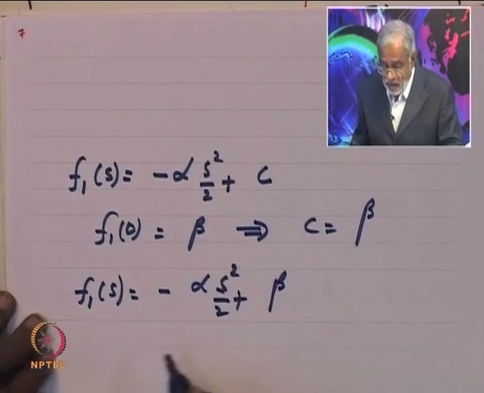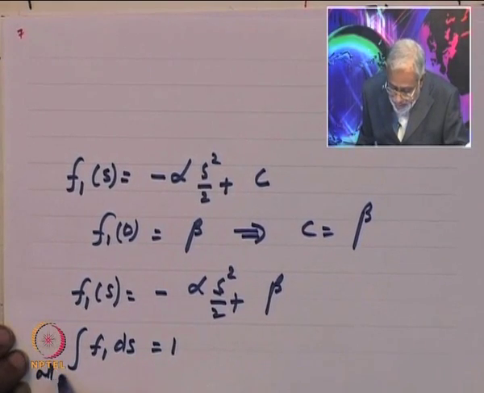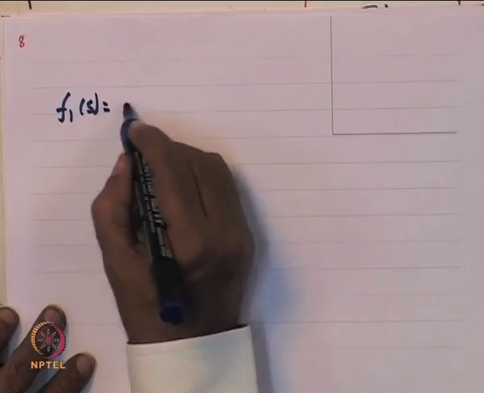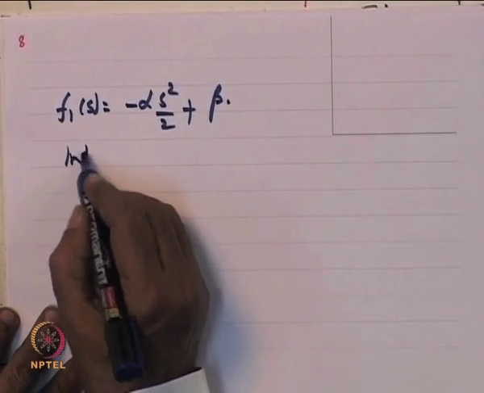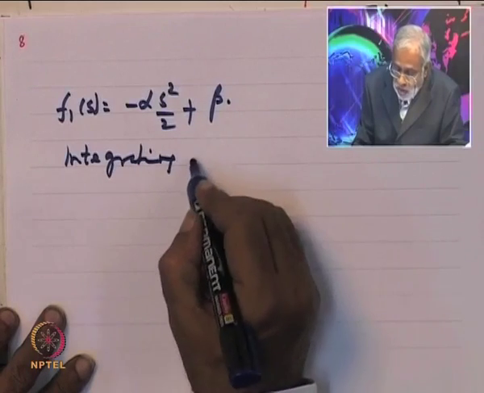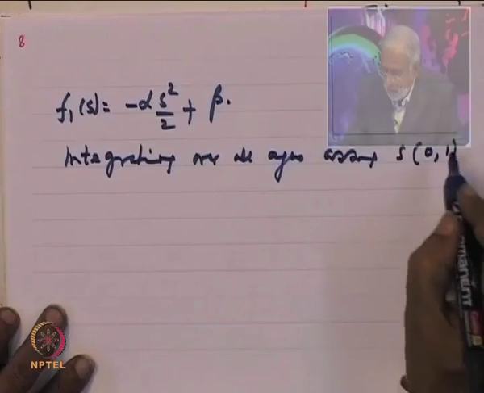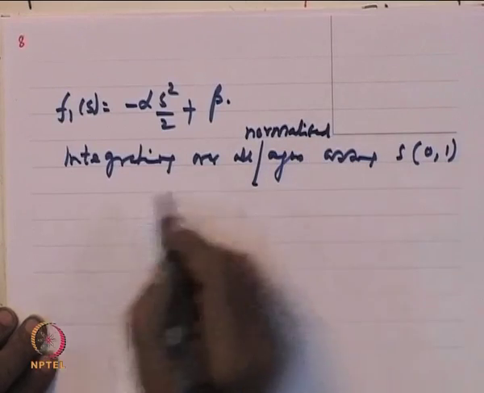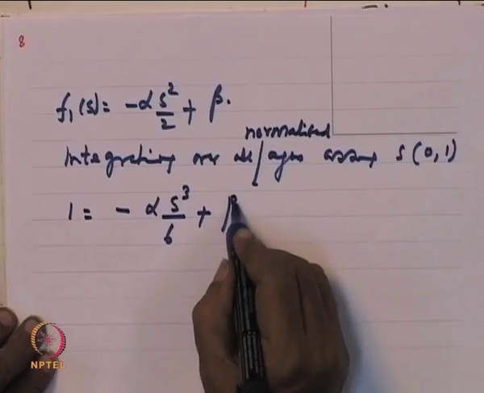Okay. Now, we should have the integral of F1 dS equal to 1, that means over all ages. When we integrate over all ages, this is equal to 1 by definition. Therefore, let me just do this once again. F1 of S equal to minus alpha S squared by 2 plus beta. Then integrating over all ages, assuming S goes from 0 to 1, I will call it normalized age, this becomes 1 equal to minus alpha S cubed by 6 plus beta S.